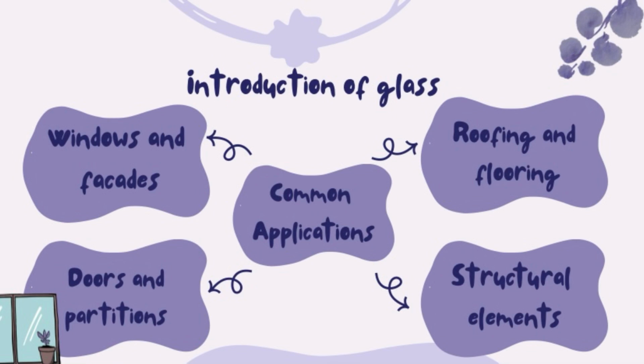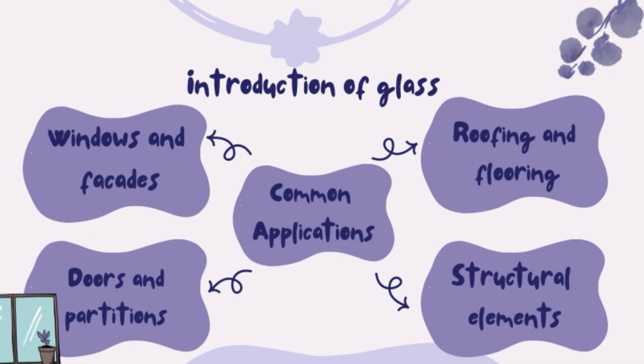Glass is one of the most commonly used materials in modern architecture. It is not just used for its look but also for its functional benefits. Let's look at some of the common applications of glass in buildings.